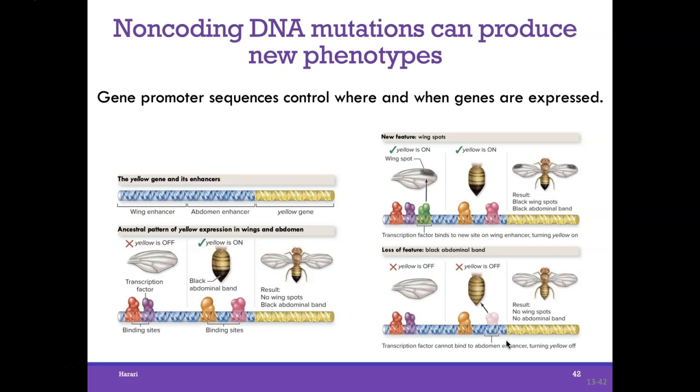So this is what contributes to a lot of the diversity we see, right? You don't have to actually change the genes themselves. You can change the way that they're expressed. And that contributes to a lot of variation in the biological world.